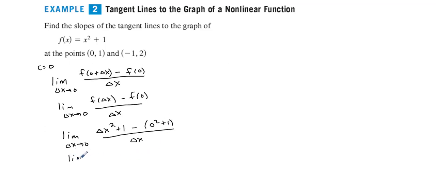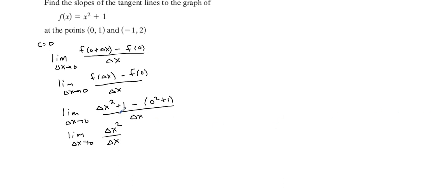All right, simplify the numerator. Okay, that gives us minus 1. So 1 minus 1 is 0, right? So we get delta x squared over delta x, which means a delta x and a delta x divide to 1. And all we are left with is that delta x in the numerator.